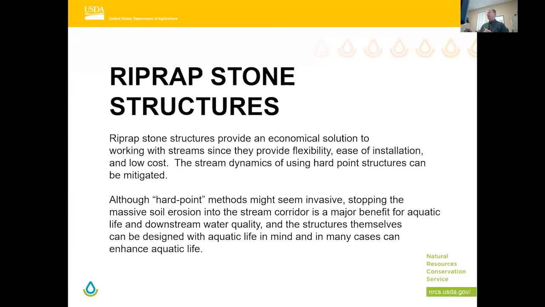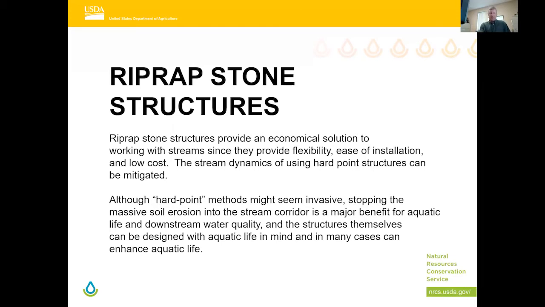Some would say, well, you're putting riprap in the stream channel, that seems awfully structural. Although it might seem invasive, stopping the massive amount of soil erosion into the stream corridor that's happening from the stream bank and stream bed erosion going on continuously for years is a major benefit to everything downstream, the aquatic life that's in the stream now. And it's an ability to try to put the stream back more in balance through structural measures. And also we can design these measures themselves to help mitigate and improve even some aquatic life in the channel. We can try to recreate this riffle pool sequence. And so I'll show you some examples.